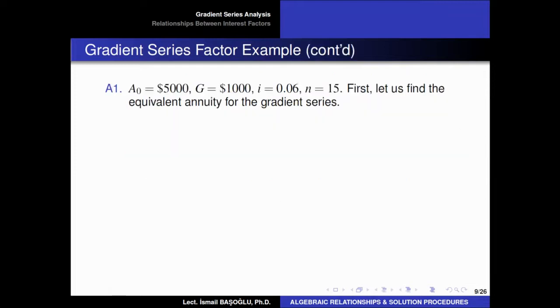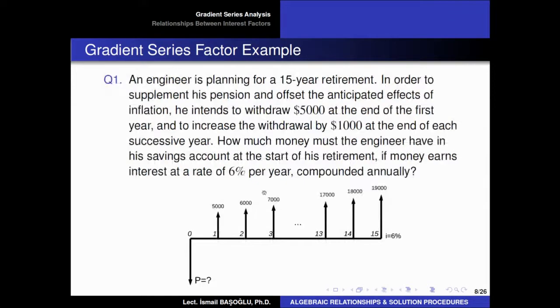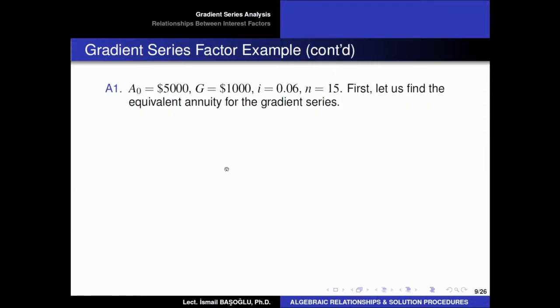Okay, so how do we solve this problem? First, we need to decompose this gradient series. We observe a gradient series here, right? Because it is linearly increasing, decompose it into the base amount and the gradient amount. You can easily observe that the base amount 5,000 is here, and the gradient size is $1,000 for each consecutive year. So A0 is 5,000, G is 1,000, the interest rate is 0.06 as a decimal, and the number of investment years is 15.